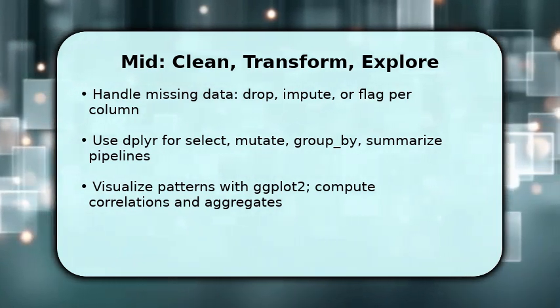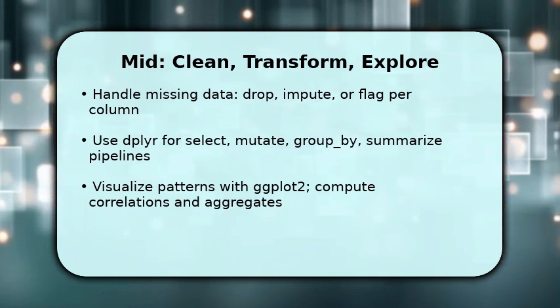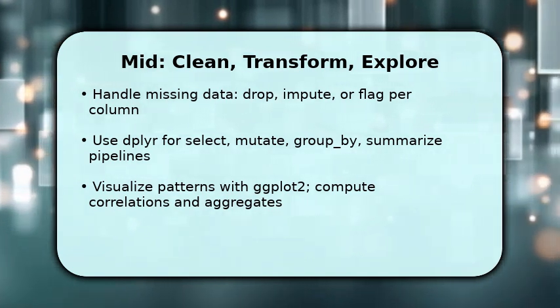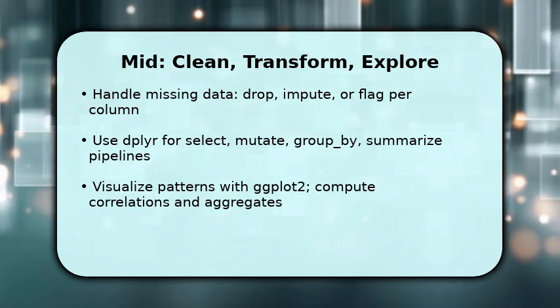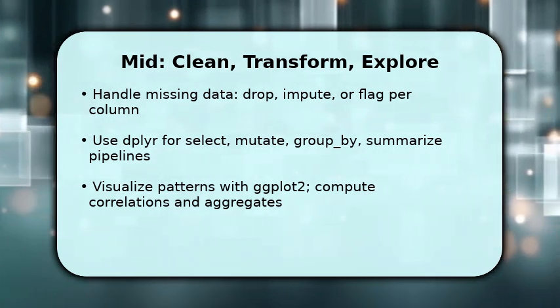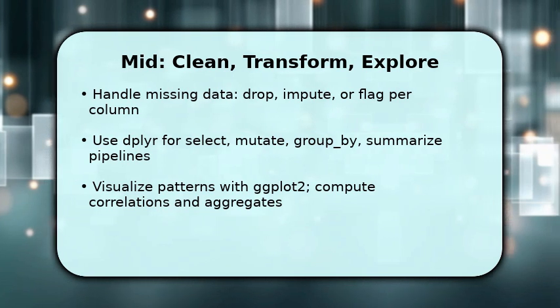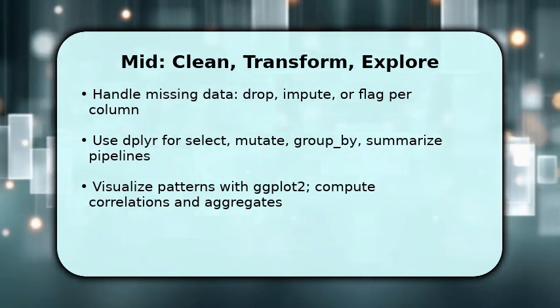Once done, run exploratory plots with ggplot2, histograms, box plots, and scatter plots, and calculate correlations or aggregates to surface relationships. These steps inform feature engineering and modeling choices later.